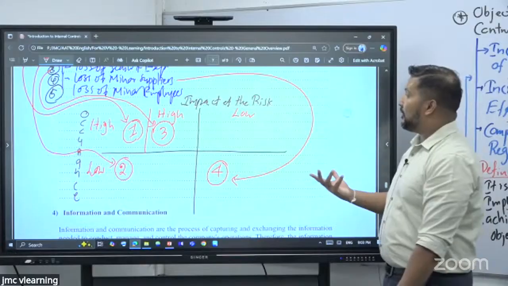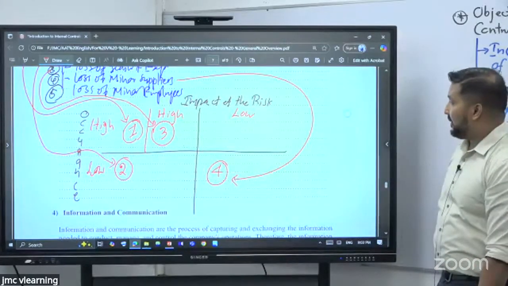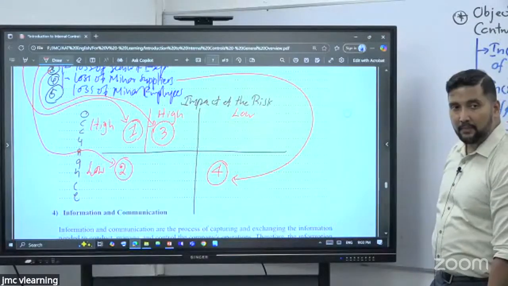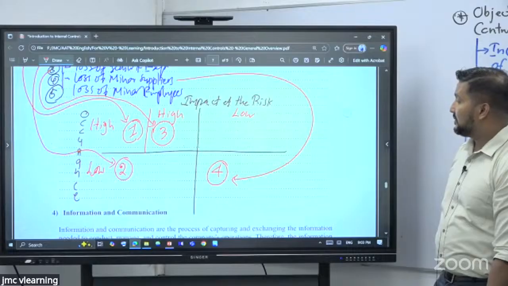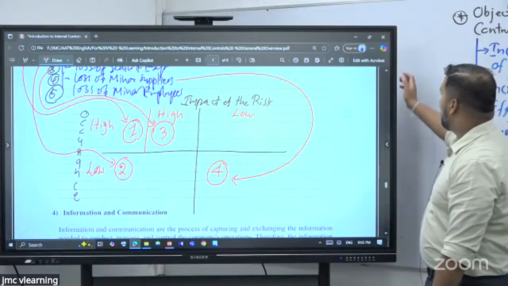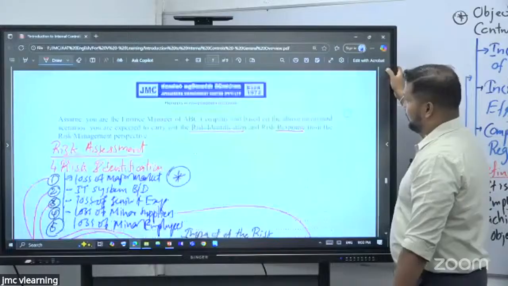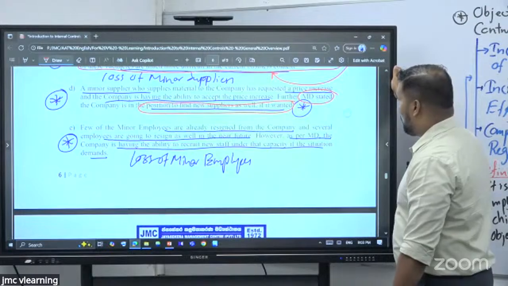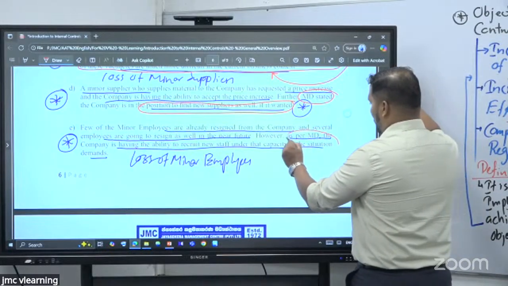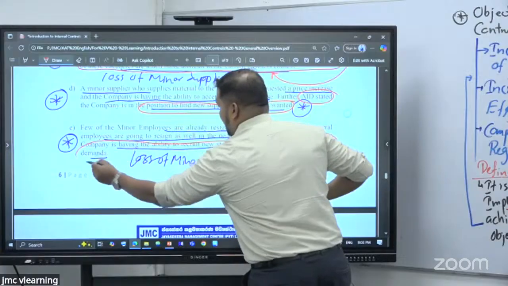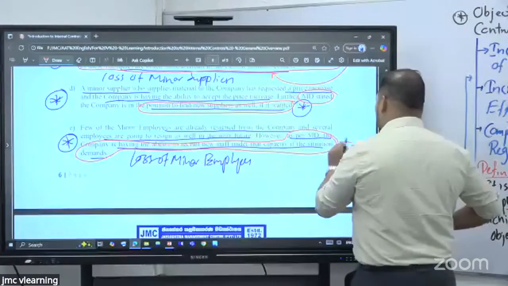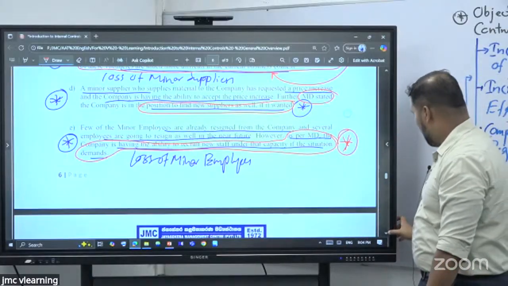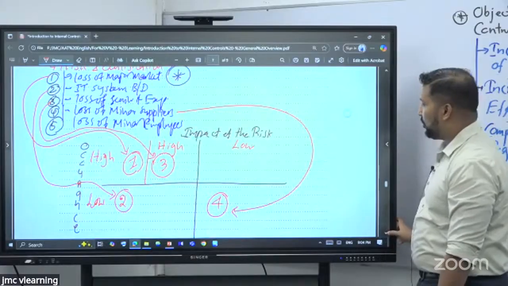Right. Final one, loss of minor employees. Impact? Is impact high or low? Impact is low. Why? The MD says we have the ability to find new employees as well. Clear? Right. Then the impact is low.